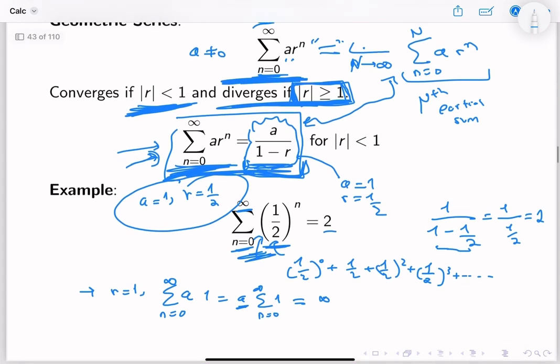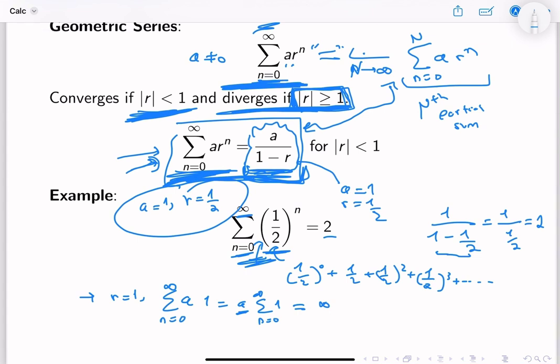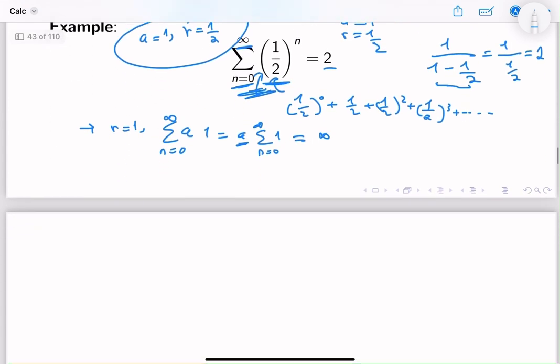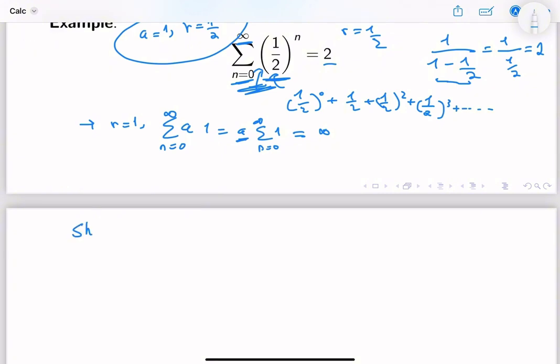So let us see why this geometric series diverges if r is bigger than or equal to 1. Let us prove this. This is important, actually. So here's a problem. Show that the sum of a r to the n, from n equals 0 to infinity, diverges for r bigger than or equal to 1. So let us show this. So, solution.